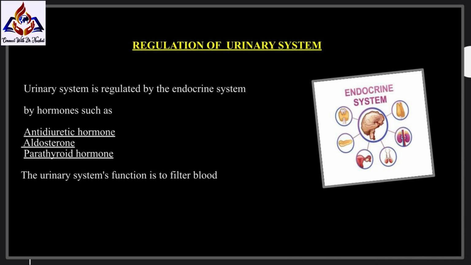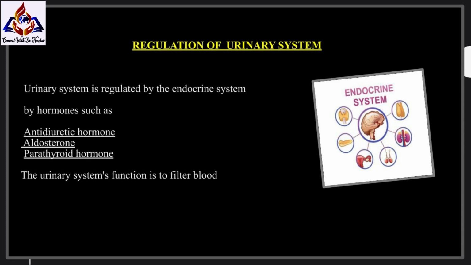urinary system? The urinary system maintains an appropriate fluid volume by regulating the amount of water that is excreted in the urine. Other aspects of its function include regulating the concentrations of various electrolytes in the body fluids and maintaining normal pH of the blood. The urinary system is regulated by the endocrine system by hormones such as antidiuretic hormone, aldosterone and parathyroid hormone.